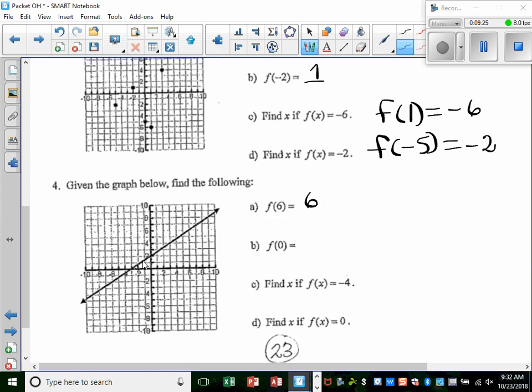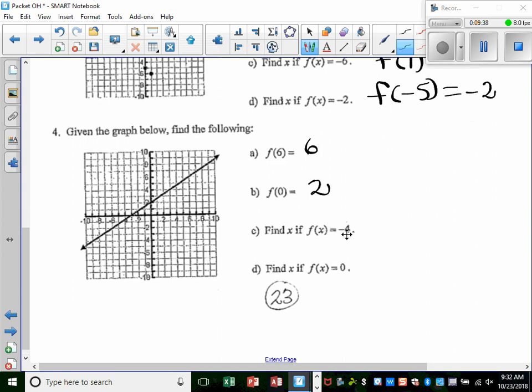Now I want to go at 0, and then I'm going to go up to the line. What is y? 2. Very good. Now let's look at C. C says go on the y-axis to -4. Here's the y-axis at -4. And then I'm going to go across over here to x. What is that? -9, so I'm going to say f of -9 equals -4.